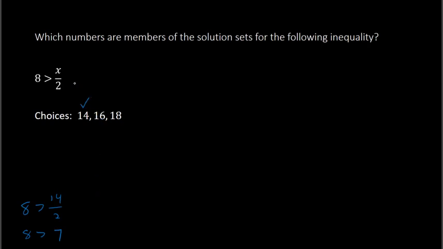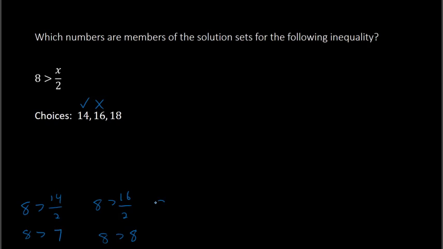Next we plug in a 16 for x. So we have 8 is greater than 16 over 2. And this would be 8 is greater than 8. Now is that a true statement? Well, no. 8 is not bigger than 8, but 8 is equal to 8, but that's not what the question says here. So 16 does not work when I plug it in. So 16 is not an option.